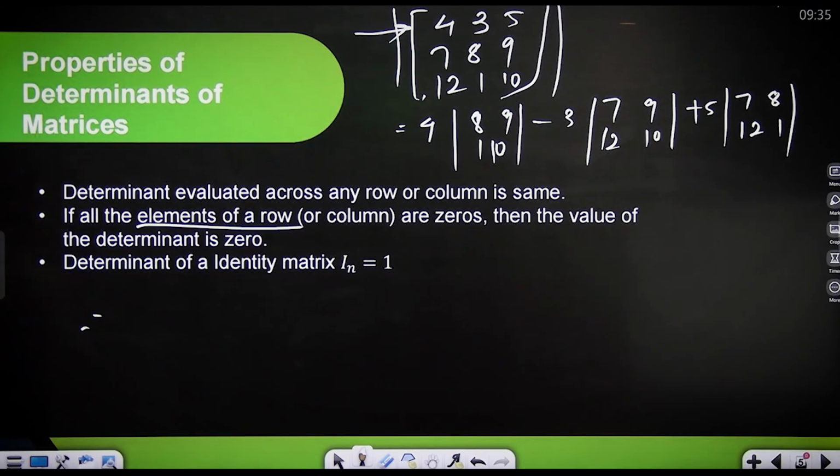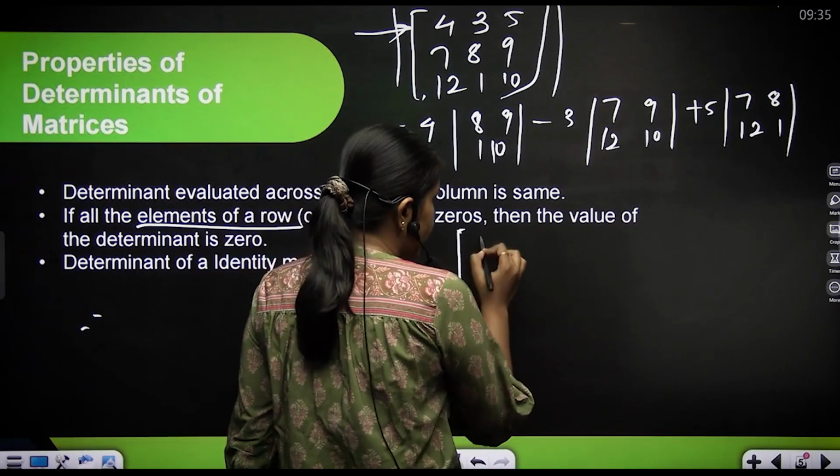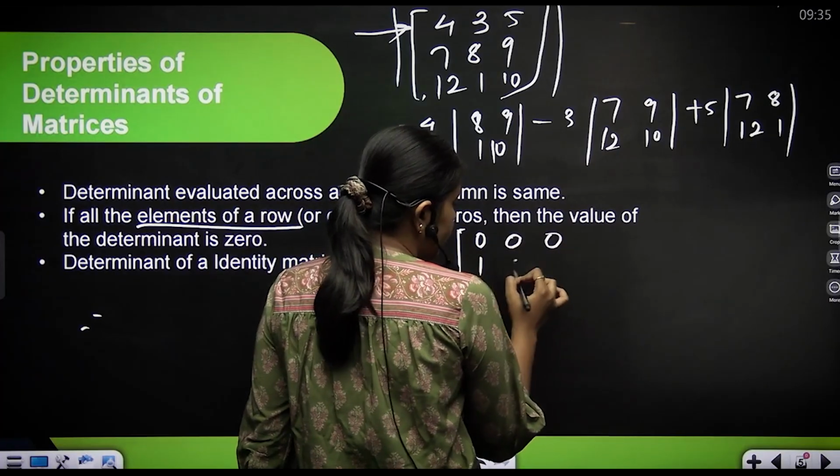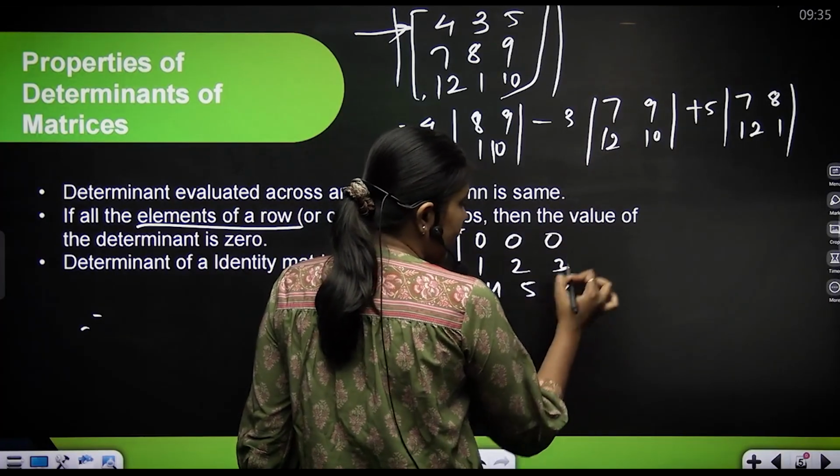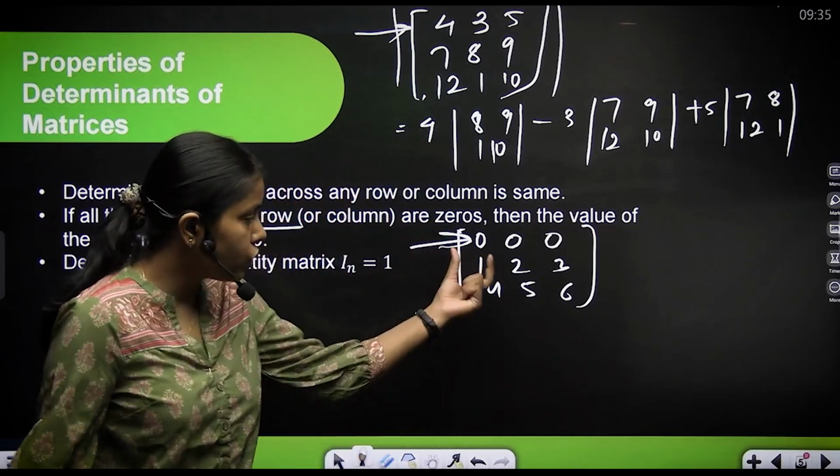Why is that? Because if we have a matrix in which all the entries of a row are 0, let's say we have this matrix with the other rows 4, 5, 6, I'll expand using that row: 0 into 2, 3, 5, 6.